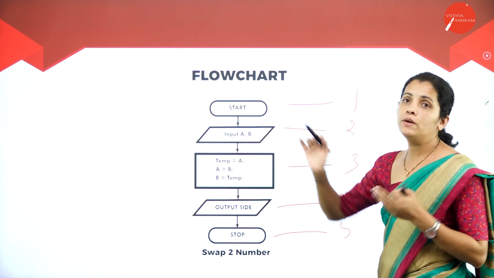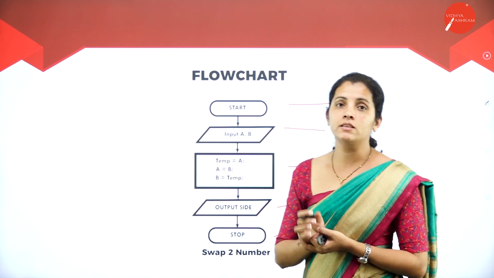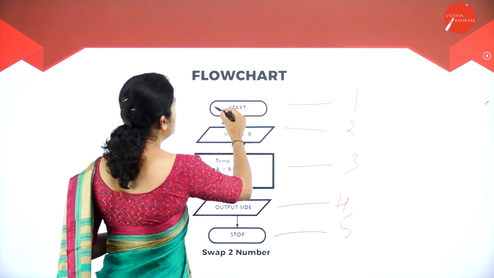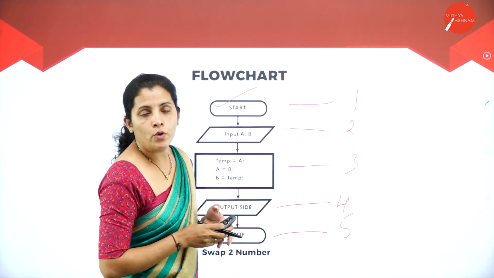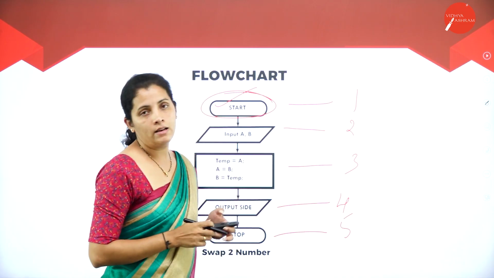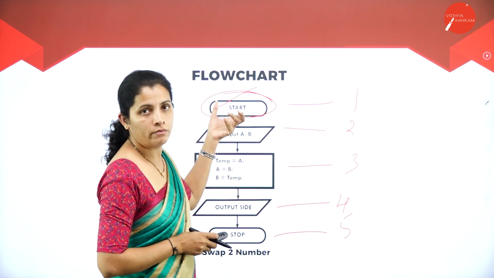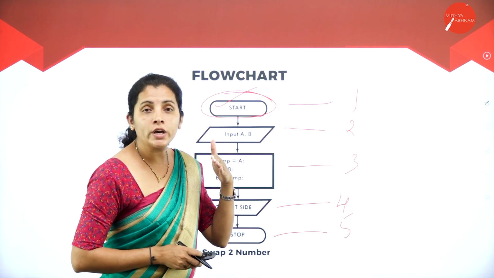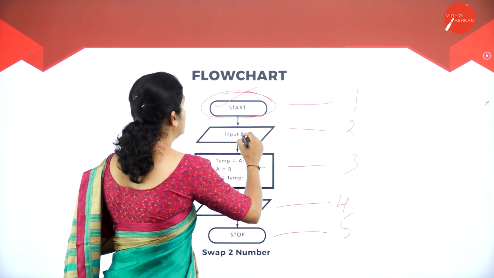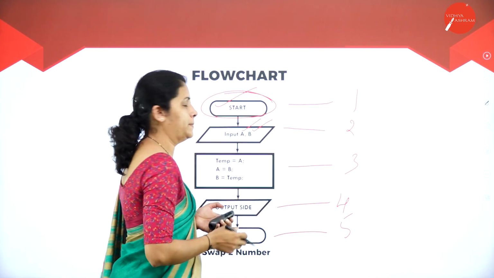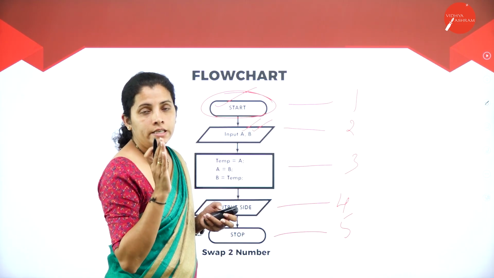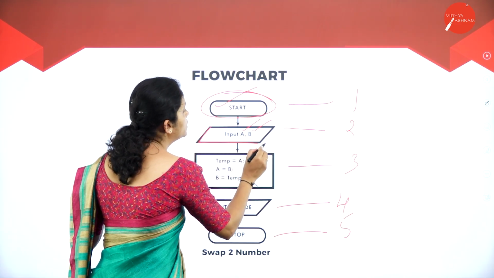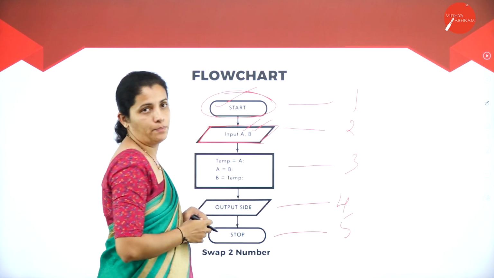At the beginning, what is my first step? I'm going to start my program or algorithm. So inside an oval, I'm going to write the word start. Then what is my next step? I'm going to read two inputs, that is A and B. That is written inside the parallelogram. So this is the symbol used to represent input.